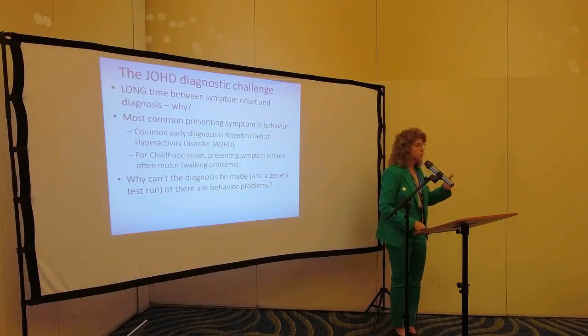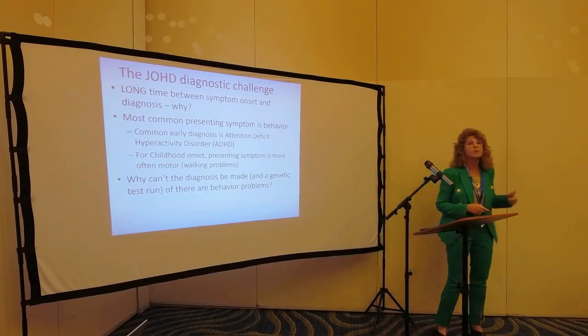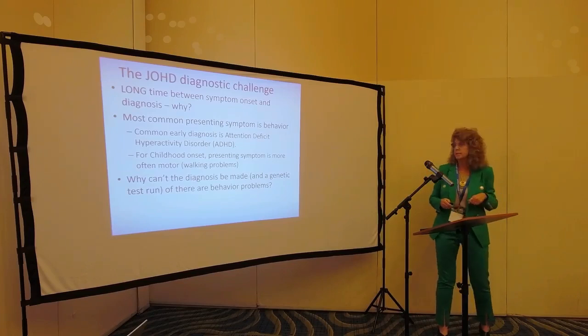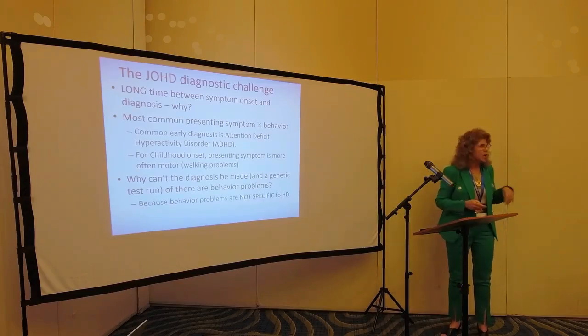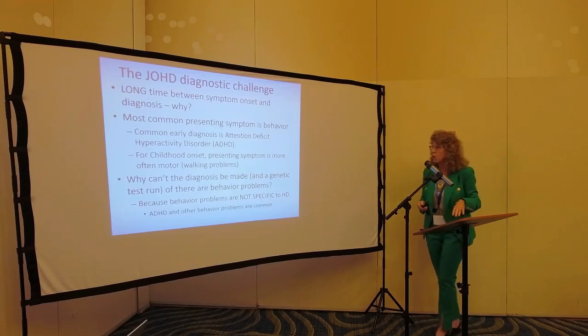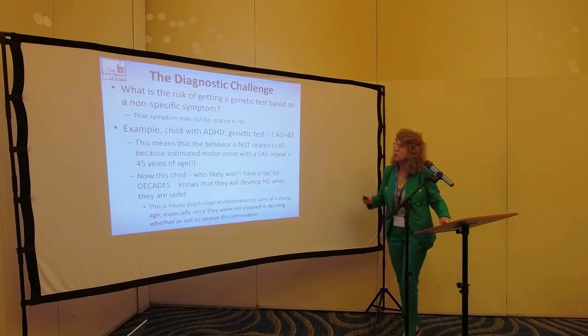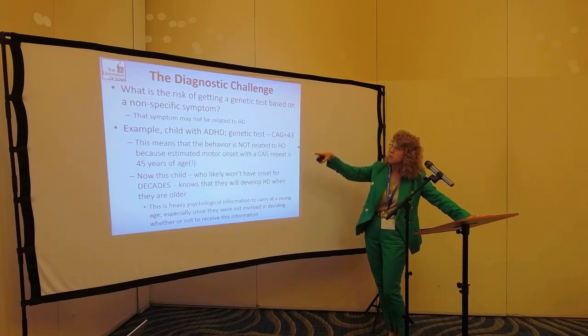You know that they're at risk for Huntington's. They have a diagnosis of ADHD. Why can't we just pull the trigger and get a genetic test? The reason is because behavior problems are not specific to HD. They're just not. And I want to walk through a scenario and why we don't do this. So why is the genetic testing not based on non-specific symptoms? The symptom may not be related.